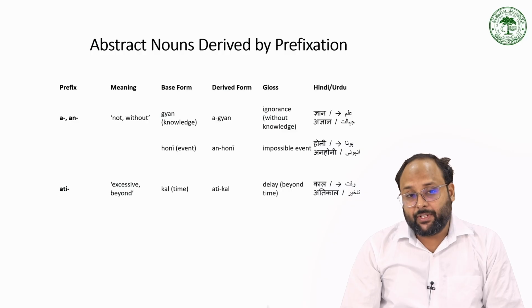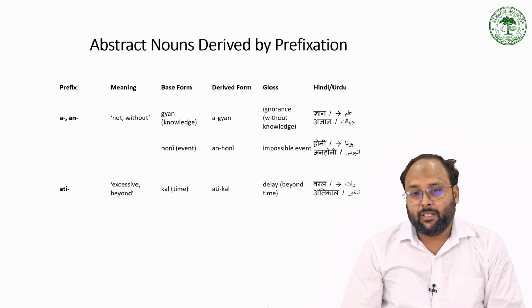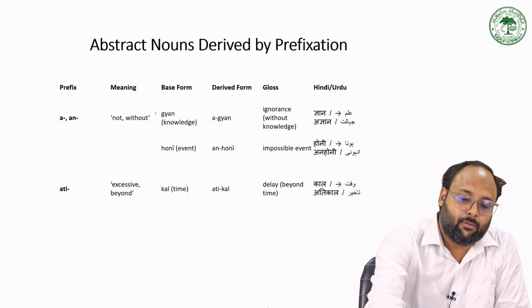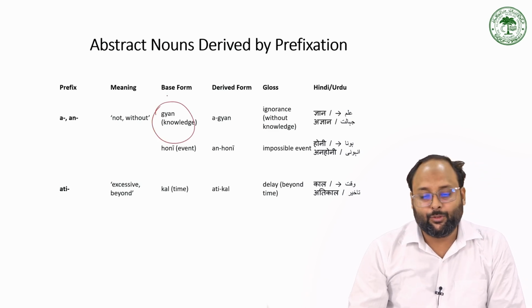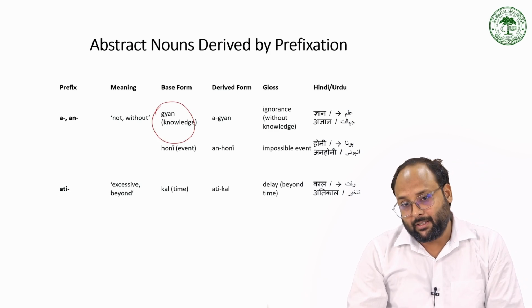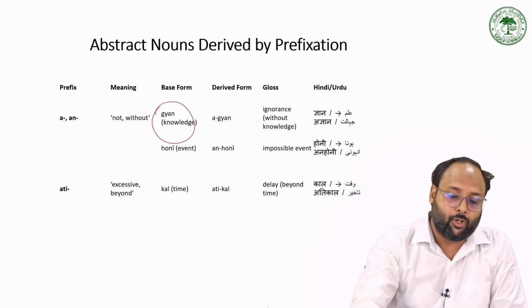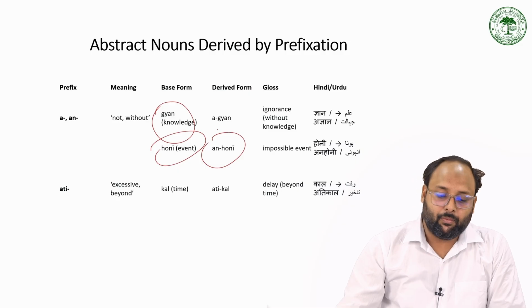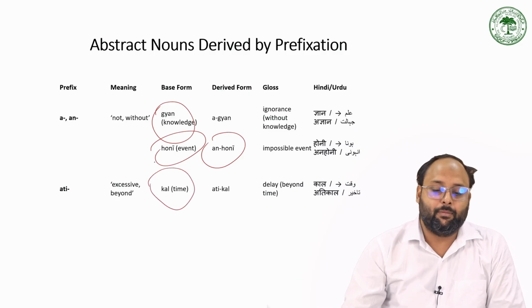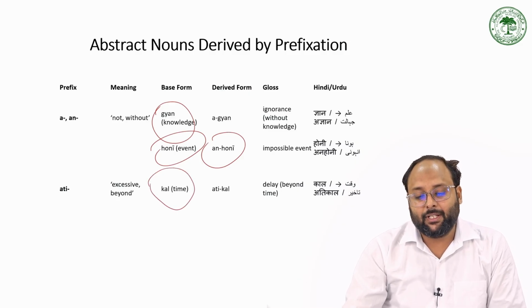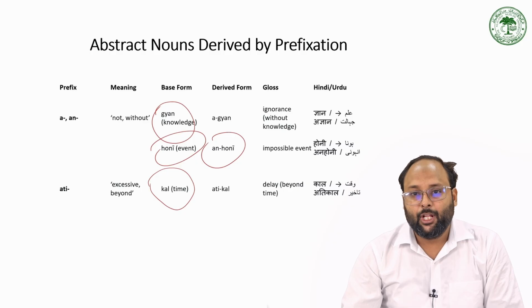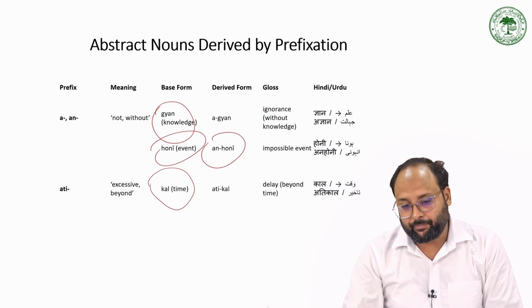So there is some prefixation through which we can create a noun from a basic word. Like the base form is gyan, so from gyan we can derive agyan. From honi we can create unhoni. The base form is kal, so we can create atikal. So this is the derivation of the noun or the abstract noun from another noun by the prefixation process.